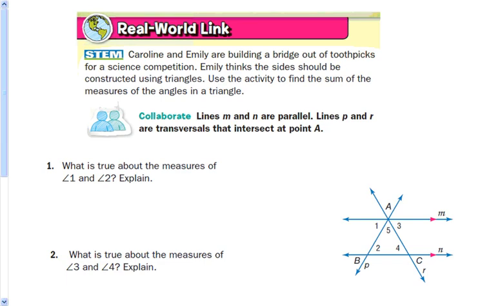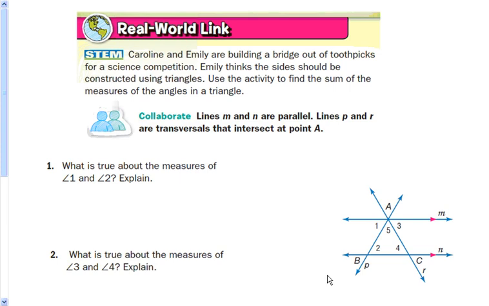Okay, let's start with the real world link here. It says Caroline and Emily are building a bridge out of toothpicks for a science competition. Emily thinks the sides should be constructed using triangles. Use the activity to find the sum of the measures of the angles in a triangle. All right, so this is what they tell us. They tell us that line M and line N are parallel, and line P and R are the transversals.